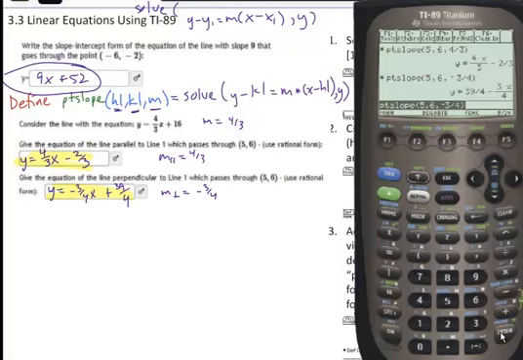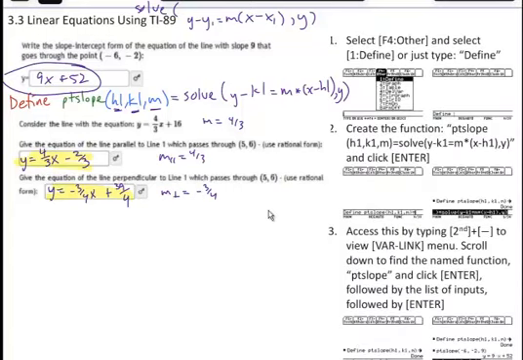So let's stick with this, and let's go to the last iteration of writing the equations. And that is, what if you're writing an equation of a line and you are given two full points?